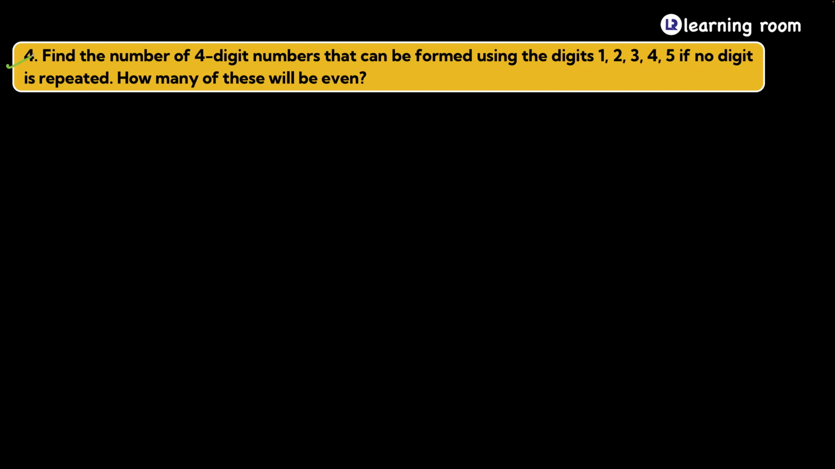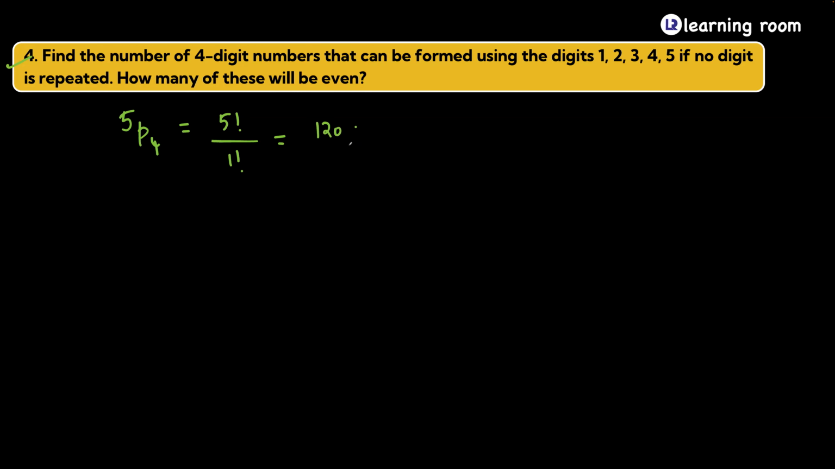Fourth question is, find the number of 4-digit numbers that can be formed using the digits 1, 2, 3, 4, 5. If no digit is repeated, how many of these will be even? Let's solve the first part. With all the digits, can you form a 4-digit number? Yes, you can form it in 5p4 ways. You have 5 numbers and 4 blank spaces, right? It is going to be 5 factorial divided by 5 minus 4 factorial, which is 1 factorial.